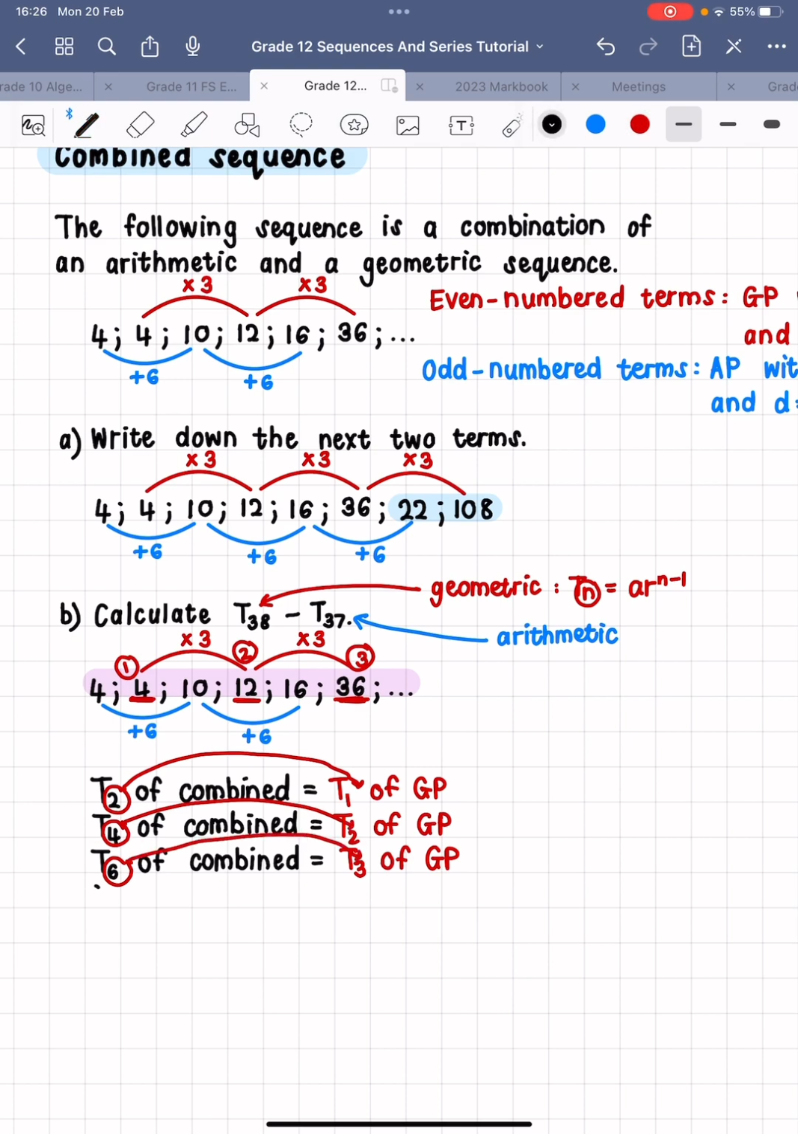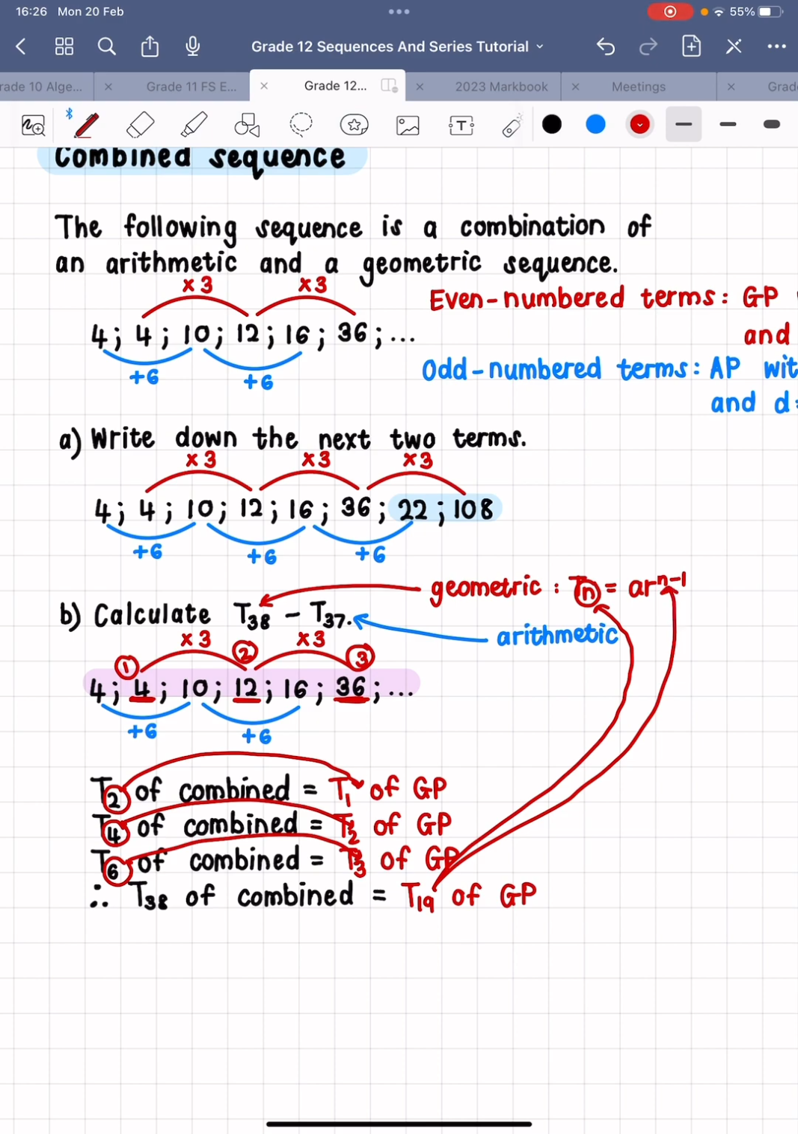So if we are looking for term 38 of the combined number pattern, that's what we need to find. We need to take term 38 minus term 37. So term 38 of the combined number pattern. What is 38 divided by 2? 19. It's going to be term 19 of the geometric pattern. So I'm going to put this 19 into that n over there, and that will allow me to calculate the value of term 38 of the combined number pattern.